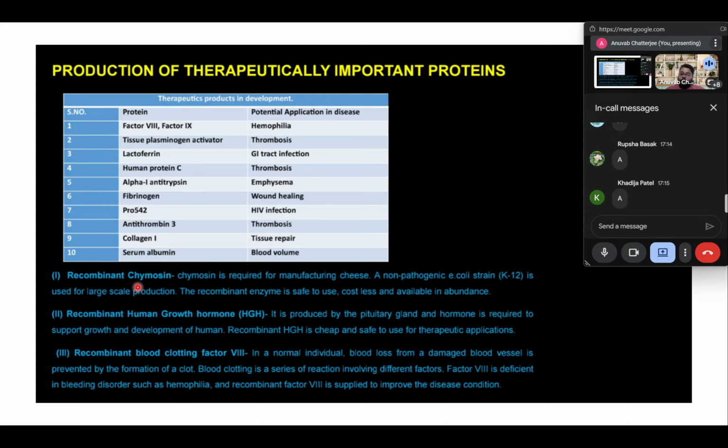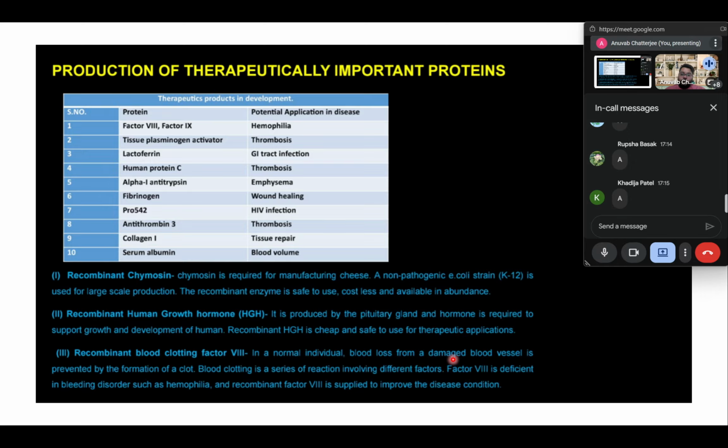For example, recombinant chymosin is used for manufacturing cheese. A non-pathogenic E. coli strain K12 is used for large scale production. The recombinant enzyme is safe to use, costless, and available in abundance. The human growth hormone is produced by the pituitary gland, and the hormone is required for support of growth and development in humans. It is used to deal with dwarfism and other growth-related defects. Recombinant HGH is again cheap and safe. And finally, recombinant blood clotting factor 8.